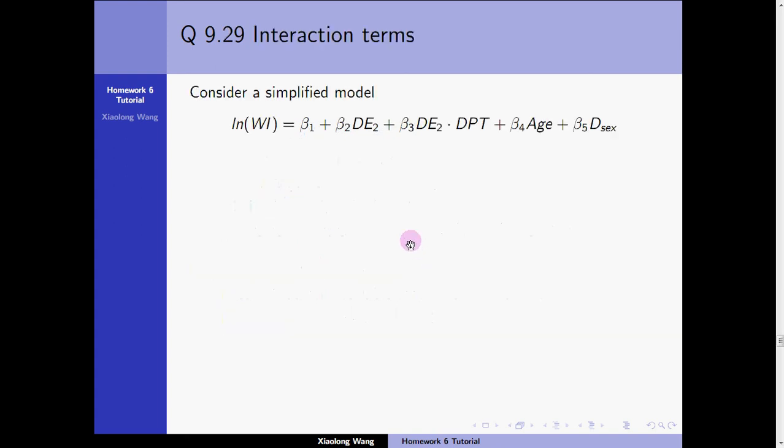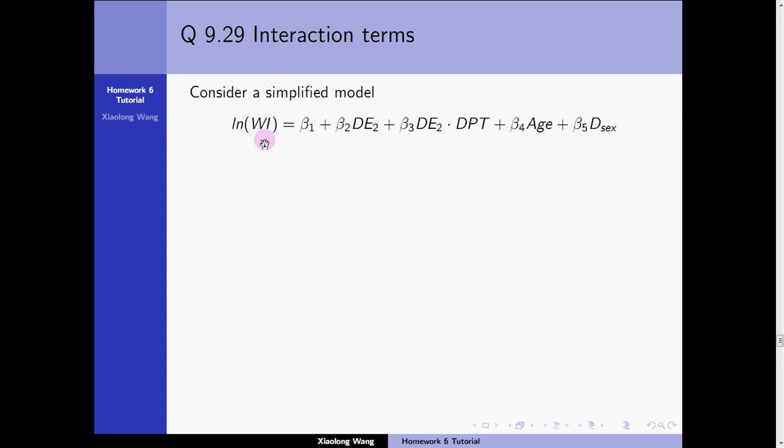So the last thing we want to talk about is the interaction terms. So we will have question 9.29 as an example. So consider the simplified model from the question.